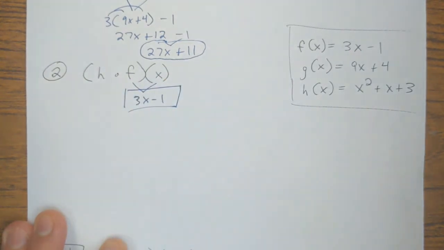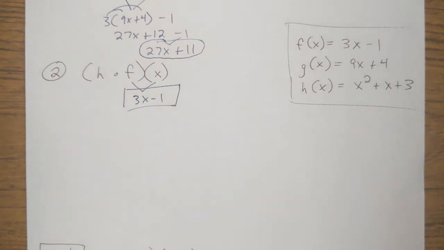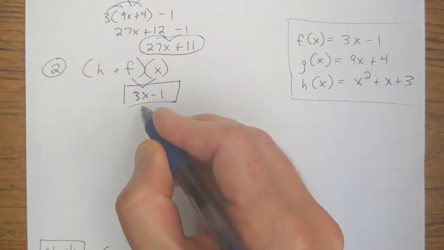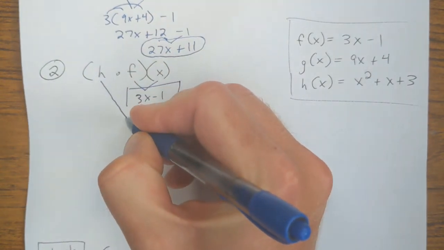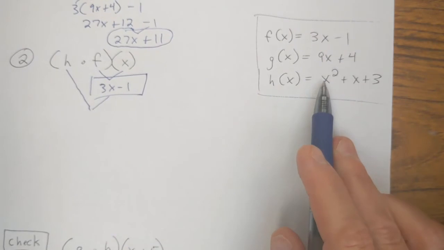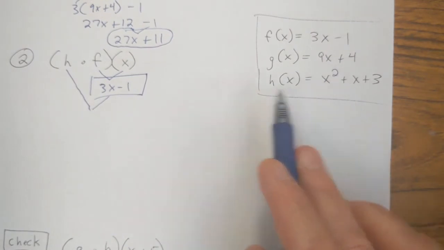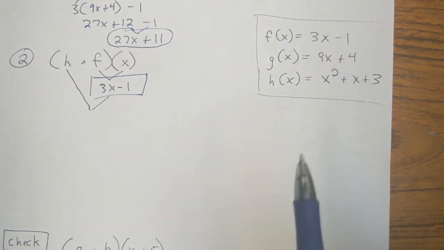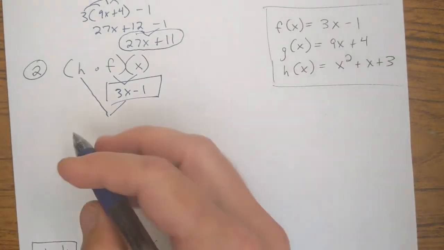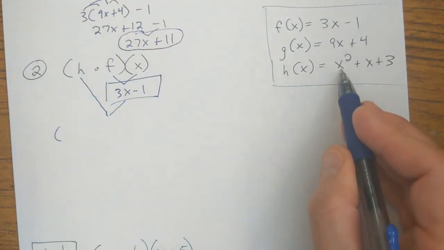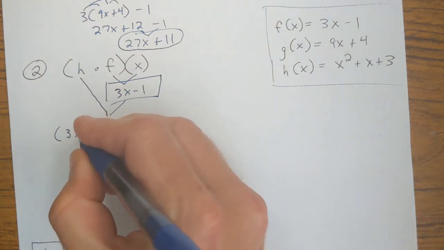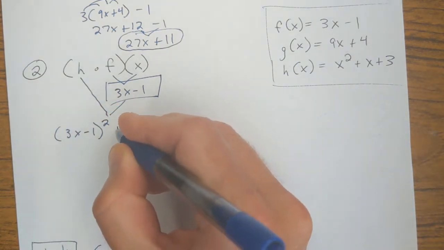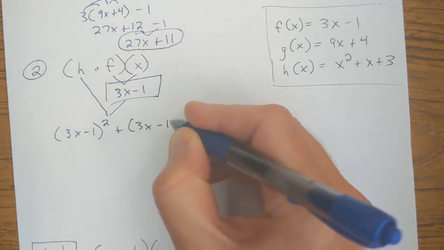I'm going to put a box around that. That's kind of my preliminary answer. What's tricky though is now I need to take this output, this 3x minus 1, and input it into h. Or in other words, I need to take this x away and replace it with 3x minus 1. Now look at h for a second. H actually has two x's. This x is being squared and this x is not. Well, guess what? This 3x minus 1, I need to put it in both locations. I need to put it here and I need to put it here. So that's one tricky thing about this example.